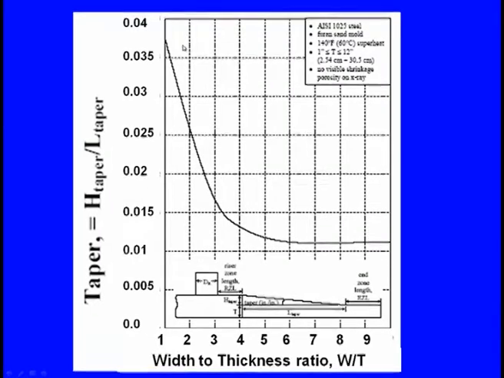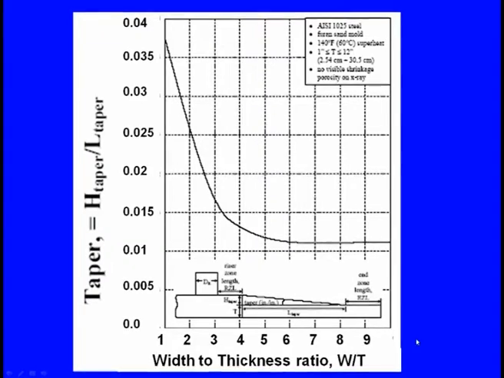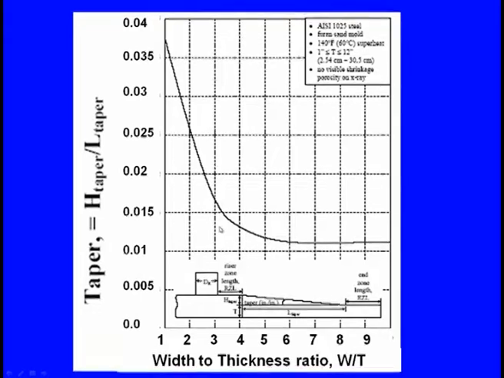Now, how to choose this taper? This is the graph available to us. On the x axis we can see the width to thickness ratio, W by T. On the y axis we can see the taper, that is equal to height by length, the height of the taper divided by the length of the taper. The width to thickness ratio ranges from 1 to 3 up to 9, and here we can see the taper h divided by l, so it is this much, right. By considering this graph, we can successfully design the taper for the casting, which will definitely improve the efficiency of the riser.